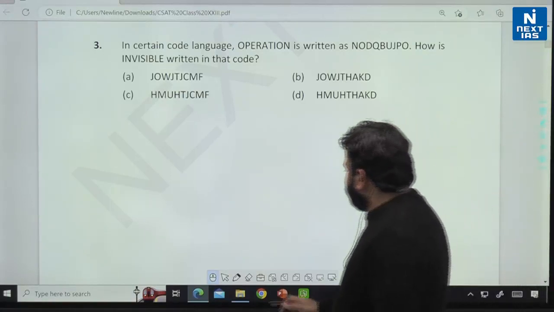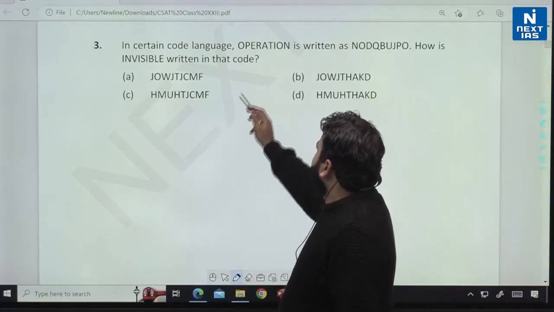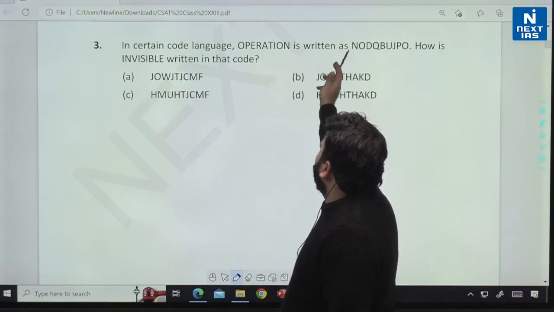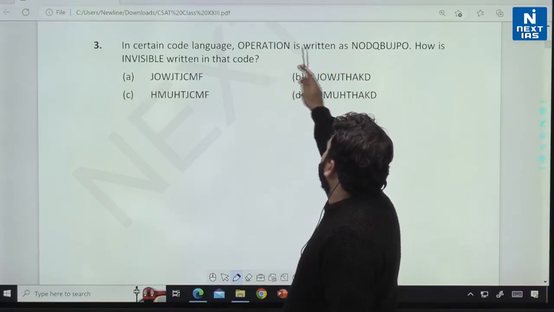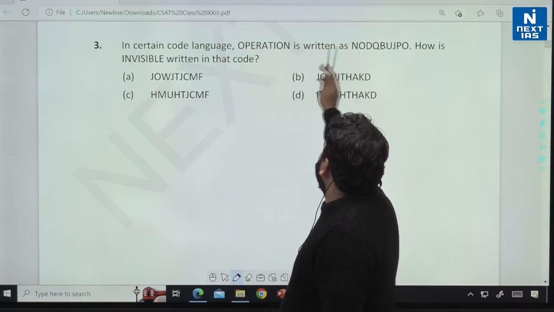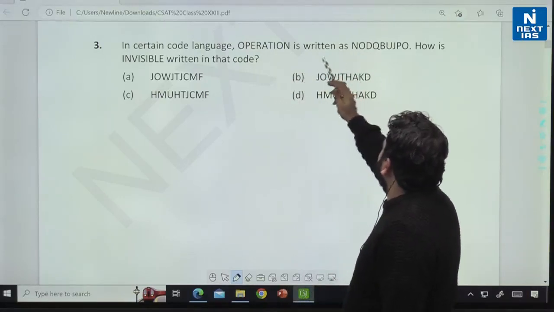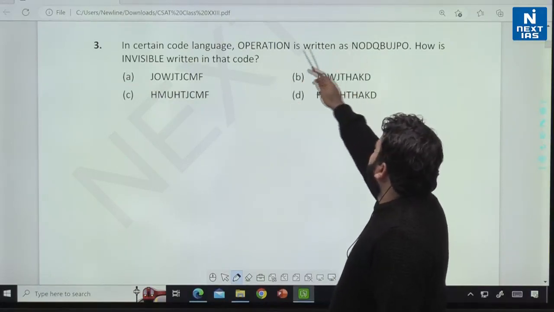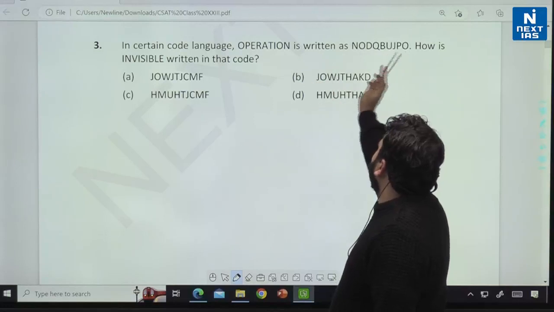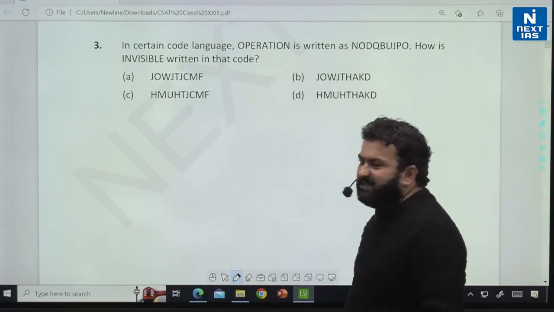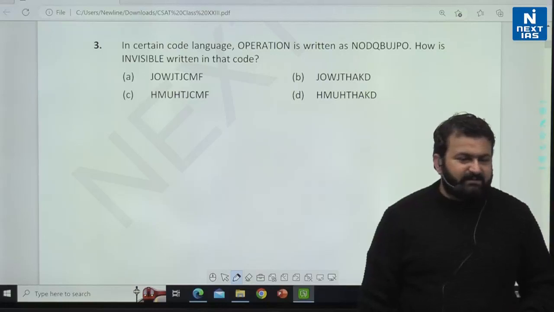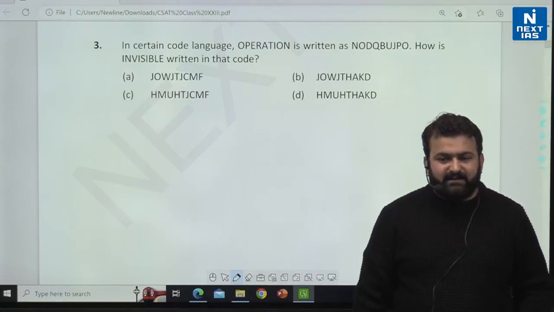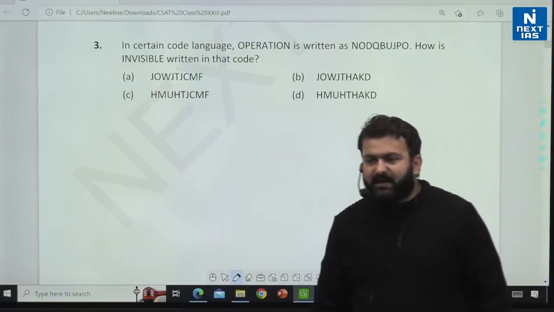So what is the pattern here? O is replaced by a letter before. P is replaced by a letter before. E is replaced by a letter before. R is replaced by a letter before. Now A is replaced by a letter just after. T is replaced by the letter ahead of it. I by J, O by P, N by O. So this is easy. The first 4 letters are replaced by the alphabet which comes before it, and the next 5 are replaced by the alphabets which come ahead of it.